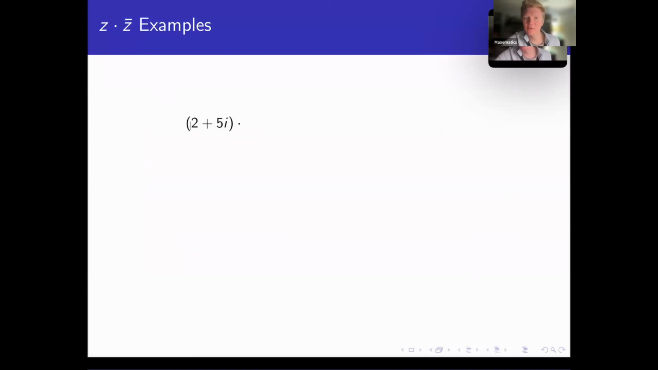That's what this little z with the bar on top means, literally z bar. Okay, so if we're multiplying 2 plus 5i by its conjugate, we're multiplying by 2 minus 5i. If you want to FOIL this, you can, but the complex conjugate product theorem says take the real part, square it, plus take the imaginary part and square it. 2 squared is 4, 5 squared is 25, and you get 29. So again, if you want to FOIL, you can, but you don't have to.